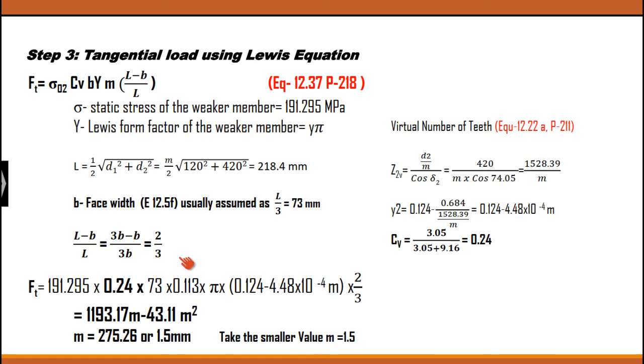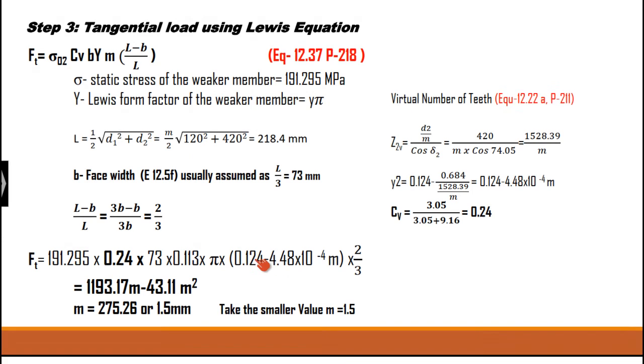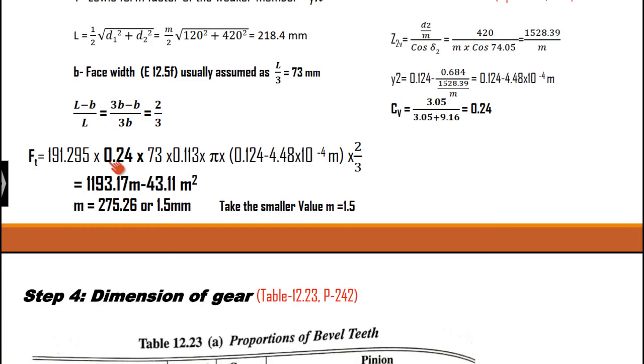73 mm. Like we discussed in the previous question, the L minus B by L ratio can be substituted like L equal to 3B, and this ratio can be replaced by the factor 2 by 3. So upon substituting all these things, we are going to get an equation in terms of m square.